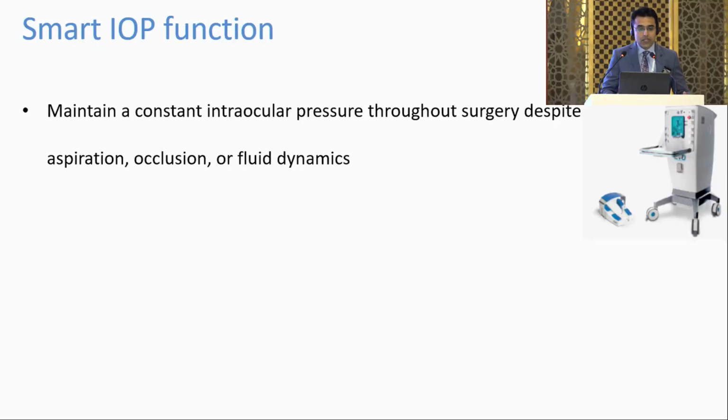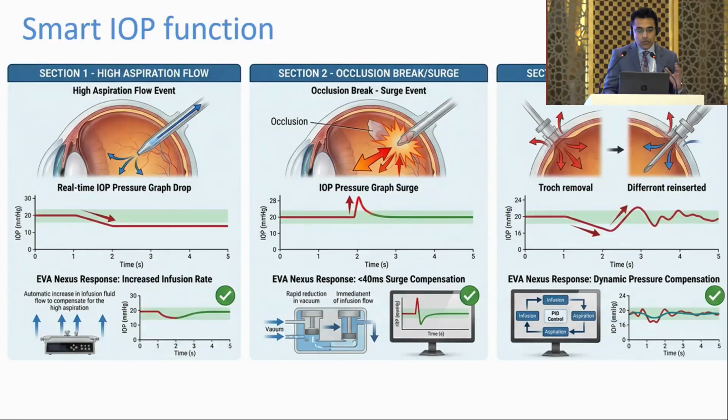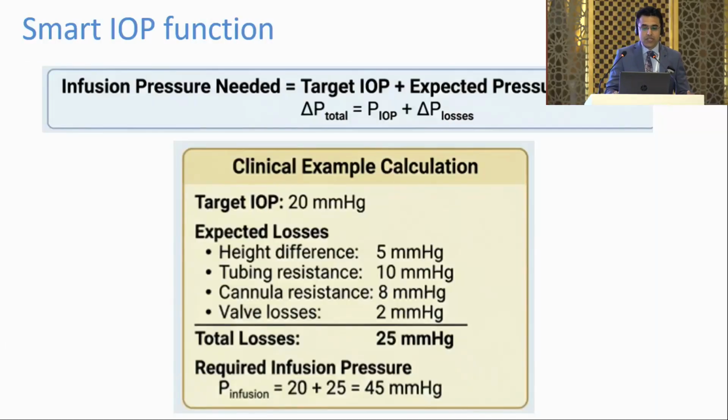There is also something called the smart IOP function, which ensures that a constant intraocular pressure is maintained irrespective of the step of surgery you are doing, be it aspiration, occlusion, or the moment when occlusion is breaking. During all these situations, the smart IOP function ensures that the IOP remains stable. So these are the different situations that one may encounter based on the type of tissue you are dealing with. And as you can see in the graph below, the IOP remains largely constant because of the machine adjustment.